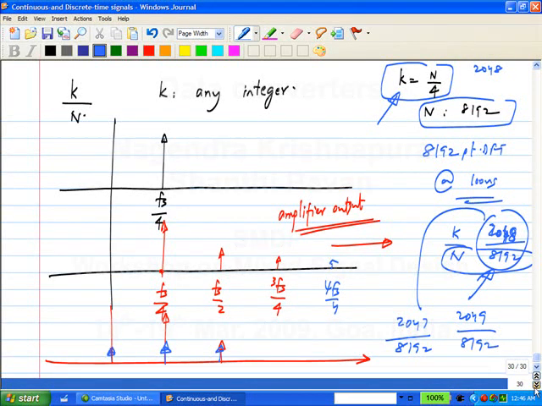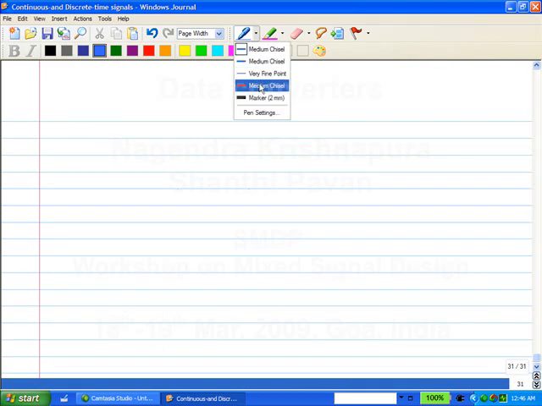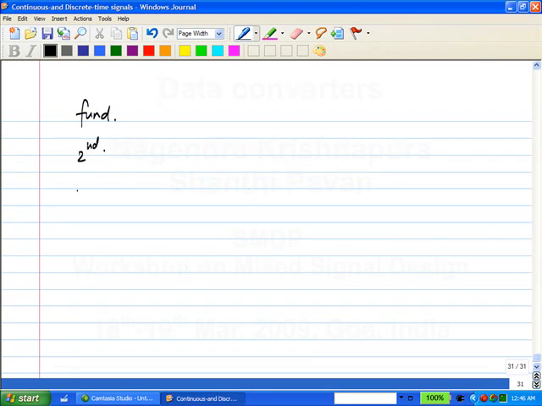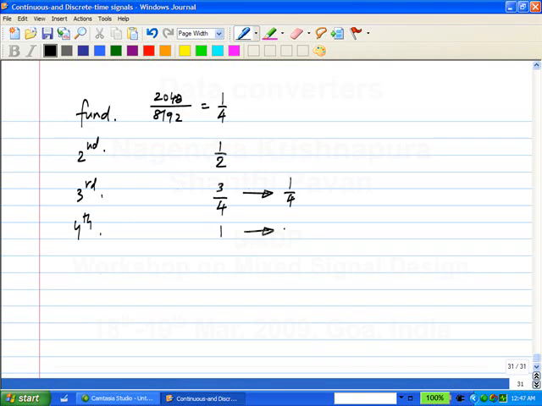So let's say Fn, the fundamental, second, third, fourth and so on. Originally I was at 2048 by 8192, or 1 by 4 Fs. Where will be the second harmonic? 1 by 2. The third will be at 3 by 4, which will alias to 1 by 4. The fourth will be at 1, which will alias to 0. And the fifth one will be 5 by 4, which will alias to 1 by 4.